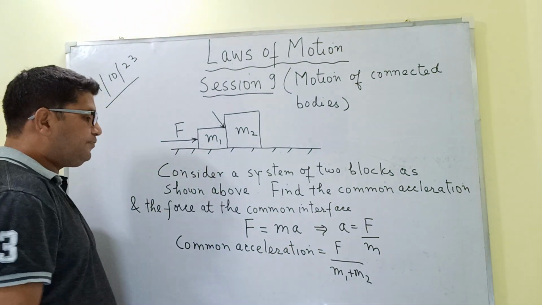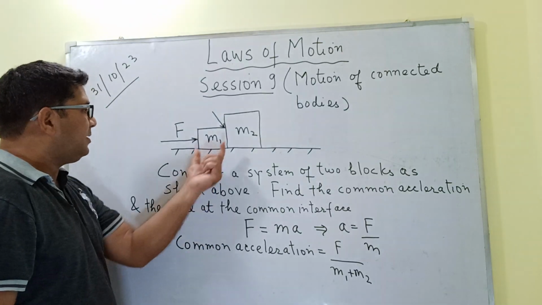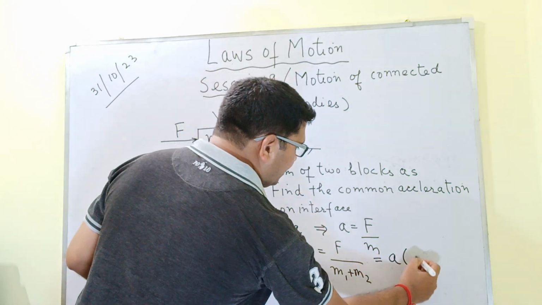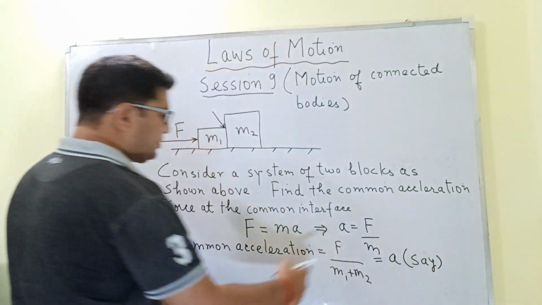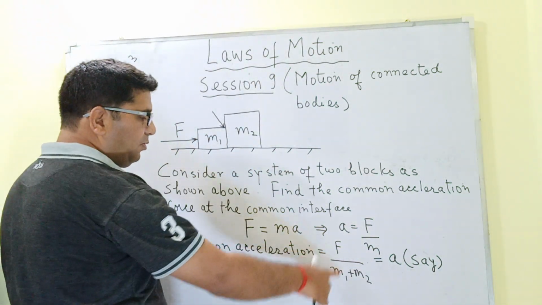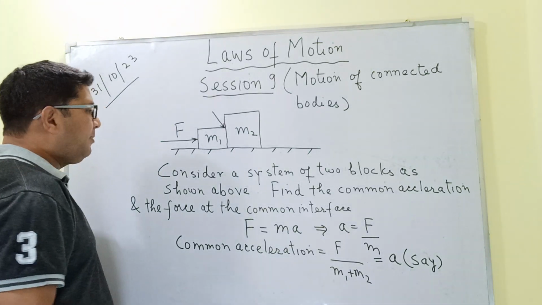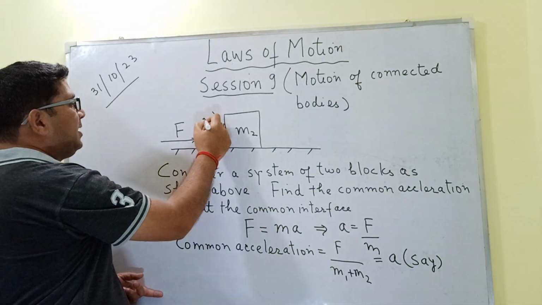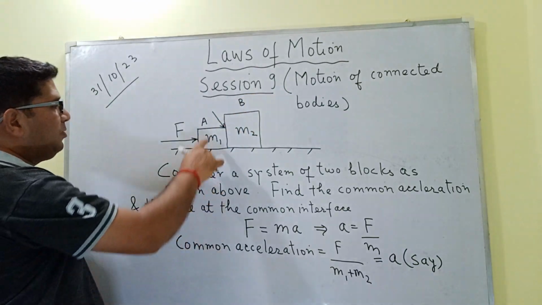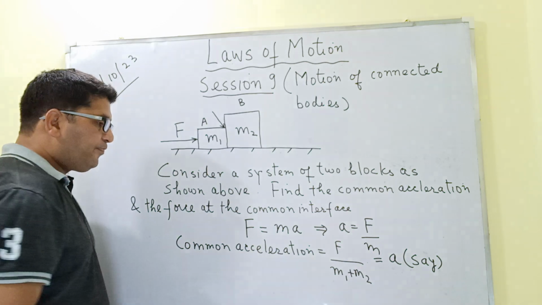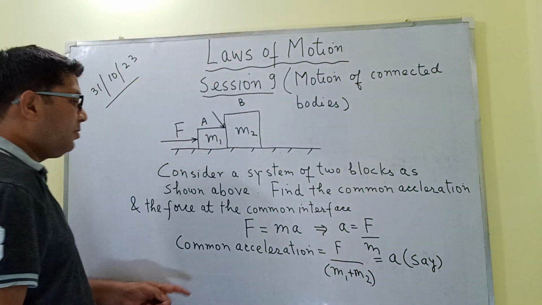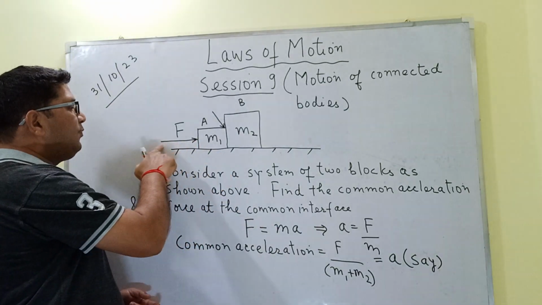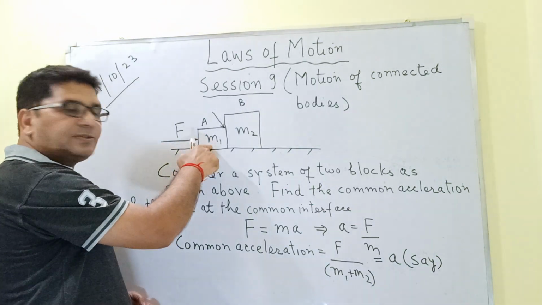Now the second point: when this system of two blocks starts moving with the common acceleration, let us say this common acceleration is equal to A, which is equal to F divided by m1 plus m2, where m1 and m2 are the masses of block A and block B. So when the common acceleration is equal to A, see here the force is applied on the block having a mass m1.